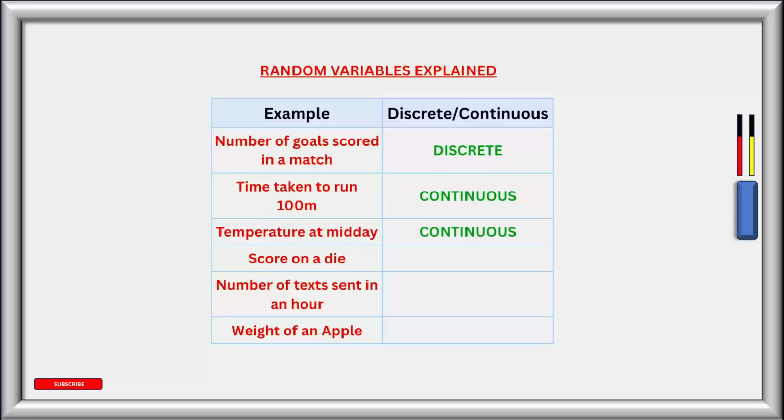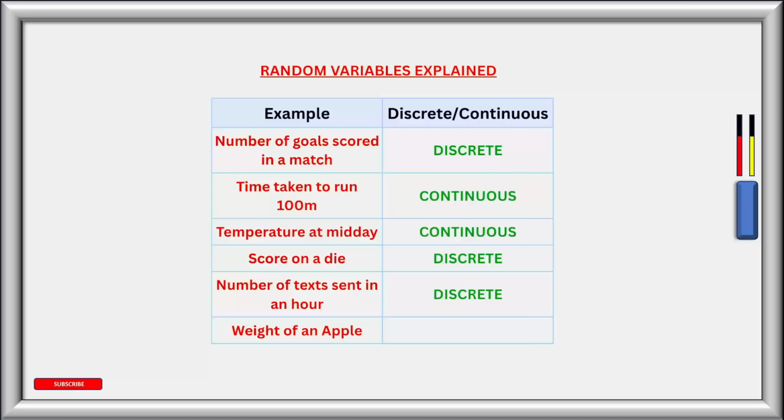And for example 4, we have the score on a die. Is this a discrete or continuous random variable? If you'd like to play along, pause the video now. So this is a discrete random variable, as it's something that we can count. And for the 5th example, the number of text messages sent in an hour. Is this a discrete or continuous random variable? If you'd like to play along, pause the video now. So this is a discrete random variable, because it's something again that we can count.